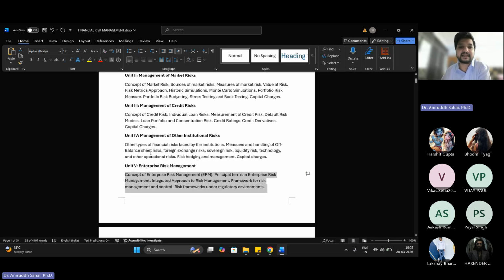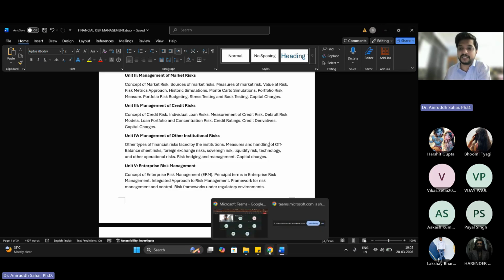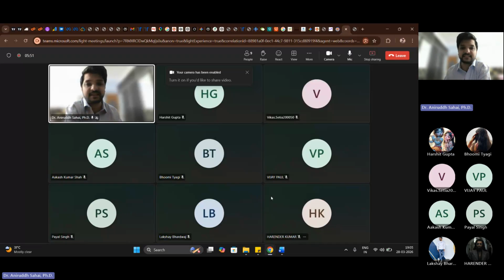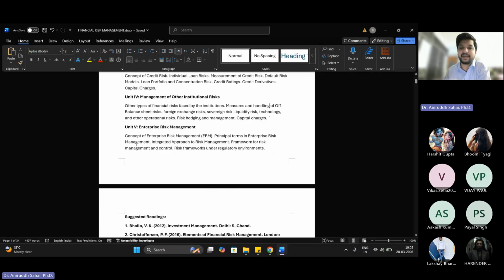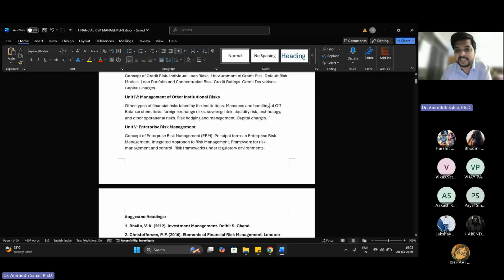So credit risk is covered in the third unit, while the fourth unit is about all the other kinds of risks which are not covered under market risk and credit risk. They'll come under the fourth unit, including operational risk, liquidity risk, and sovereign risk. The last unit compiles all of these different kinds of risk, thinking of it from the enterprise perspective: how do we manage these different varieties of risk?